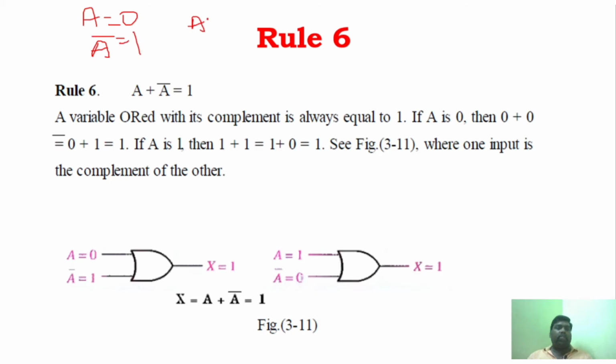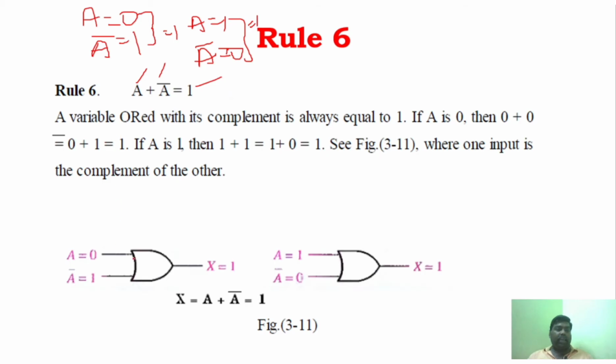Similarly, if A is equal to 1, then A complement will be 0. So what does the rule say? If you add A and A complement, that is equal to 1. Now you can see here, if you add these two, the result will be 1, and if you add this one, the result will be 1. So that is the rule.